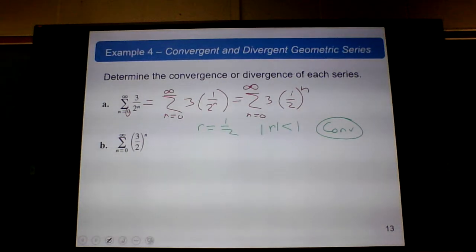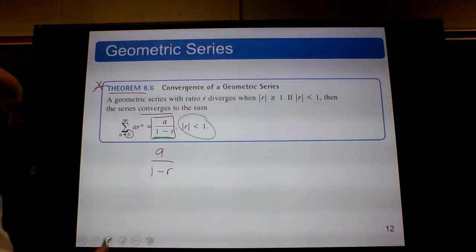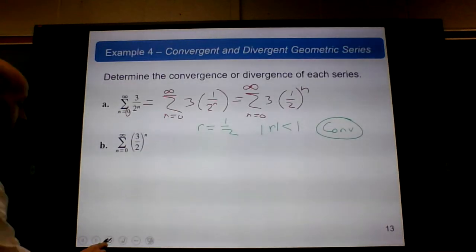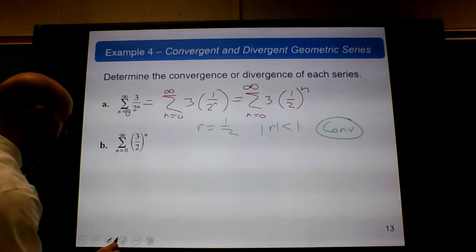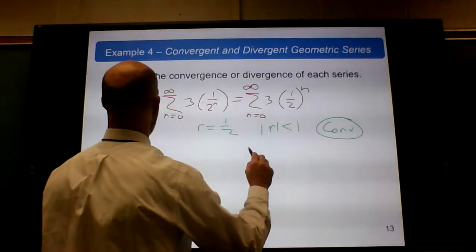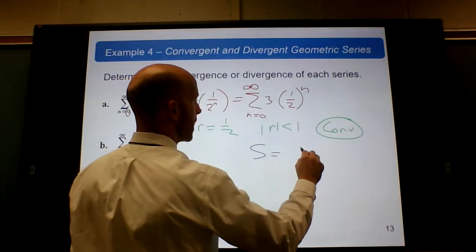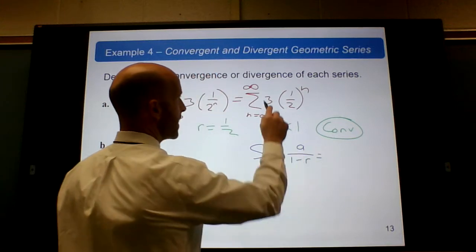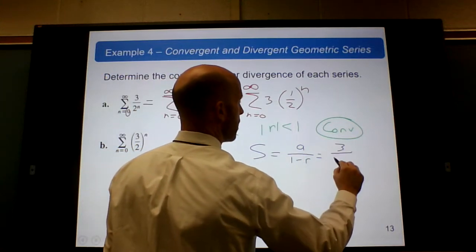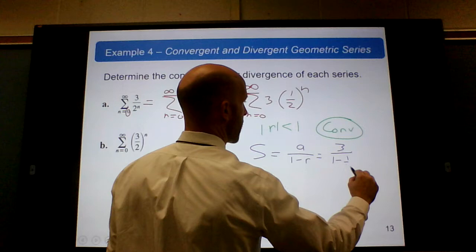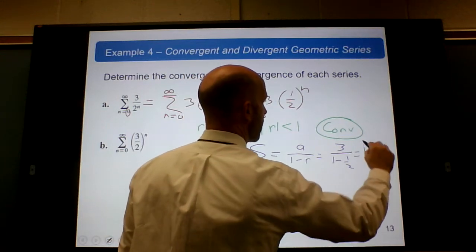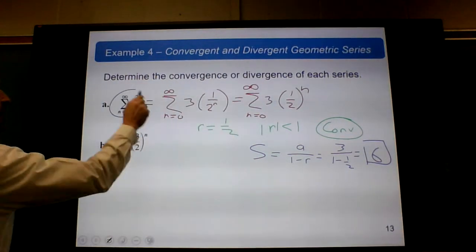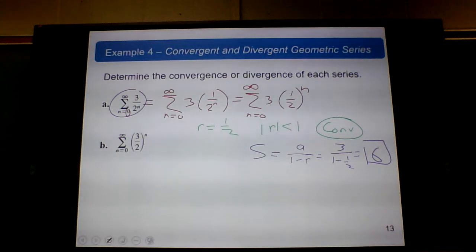I'm actually going to go ahead and find the sum for you, though, and I'm going to use this formula right here. It doesn't really ask us for that, so let's do that now. Let's do it in purple. So S is going to be equal to A over 1 minus R. So in this case, A is 3 over 1 minus, and then R was 1/2. So it turns out that the sum of these infinitely many things is going to be 6.